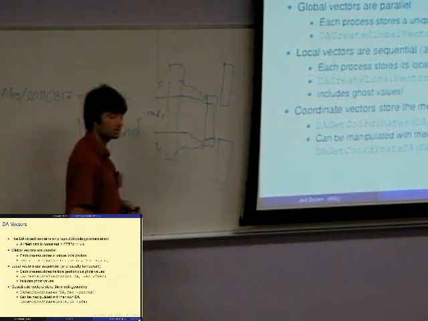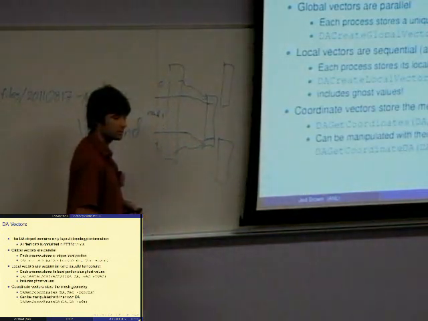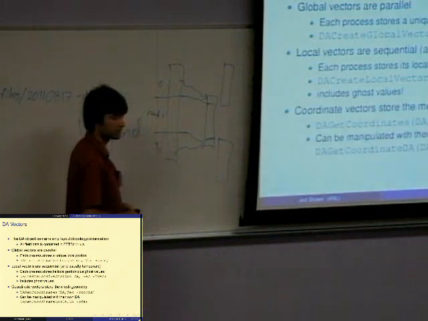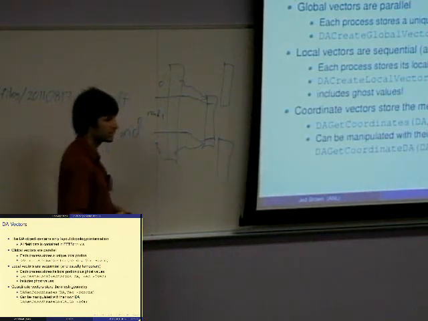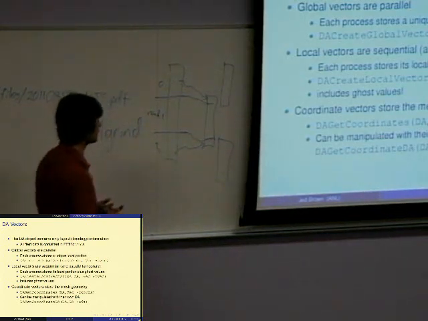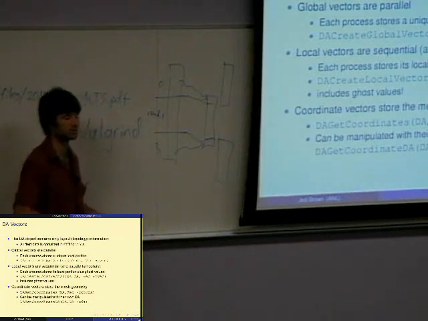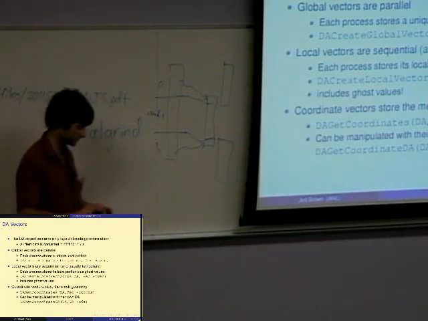Huh? More than one, right? More than one ghost value is stored. Yeah, typically. So depending on your discretization, you may need first neighbors or second neighbors, and you might need corners.